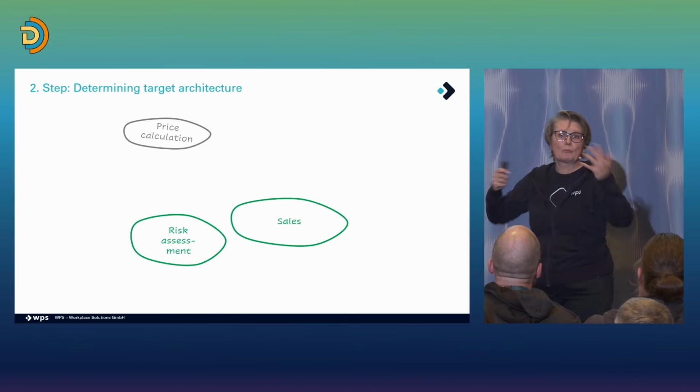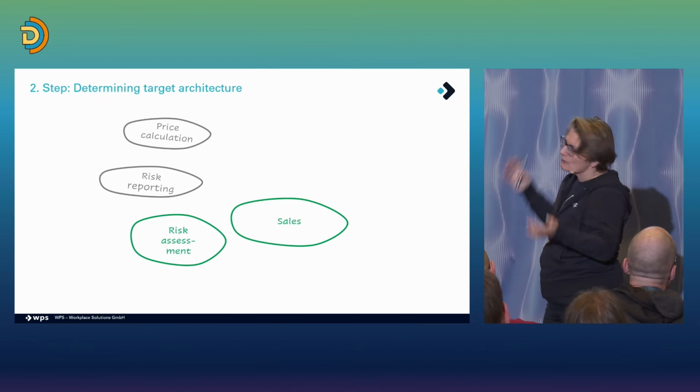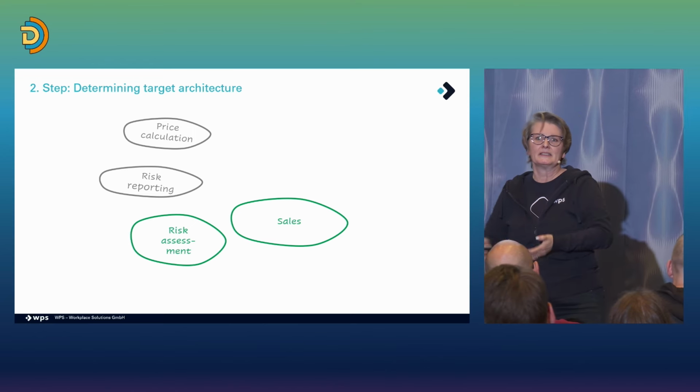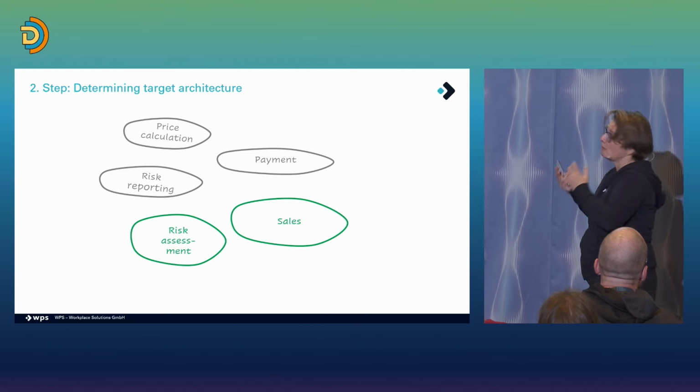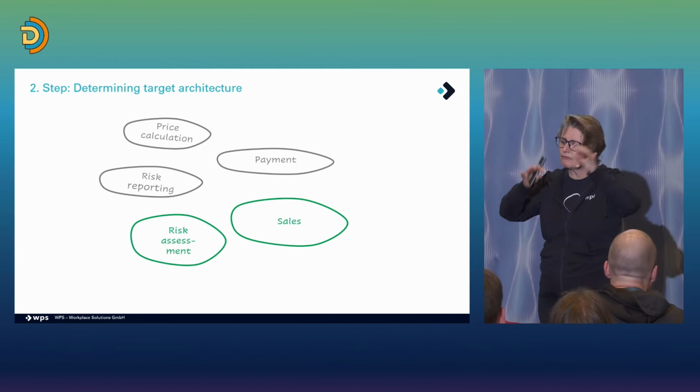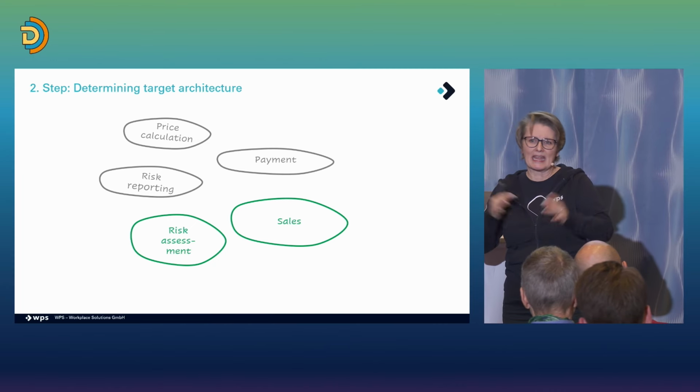Maybe we find price calculation. They have to calculate the price. Probably risk reporting, you know, in insurance you always have to do a reporting about the risks. And probably payment is there too. So we will find some more subdomains in this area.